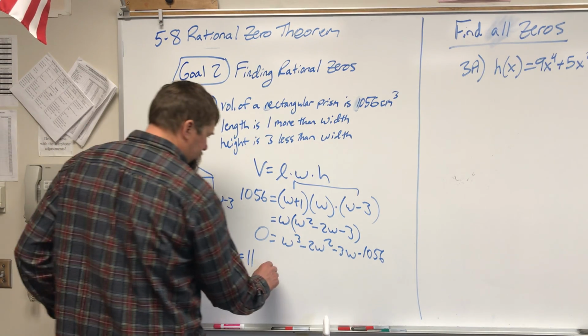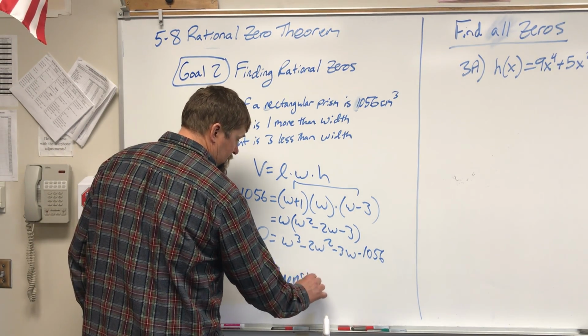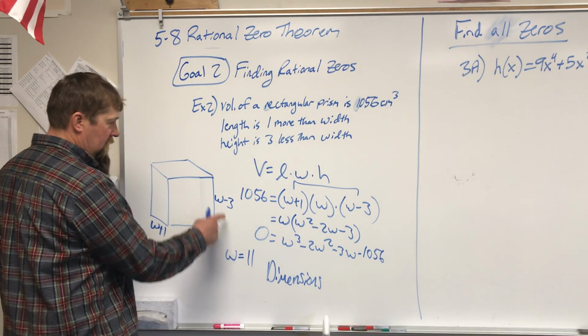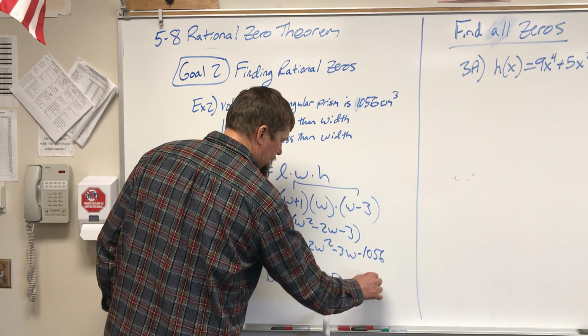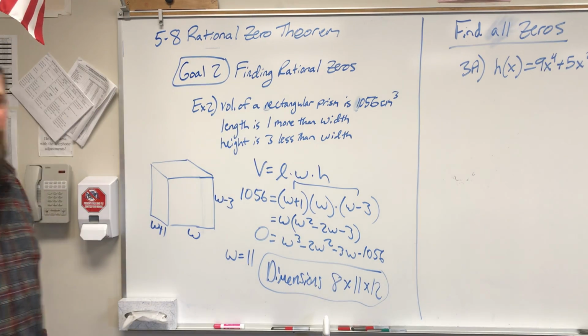So it asks us for the dimensions of our rectangular prism. So obviously our dimensions are 8 by 11 by 12. So there is the answer to example 2.